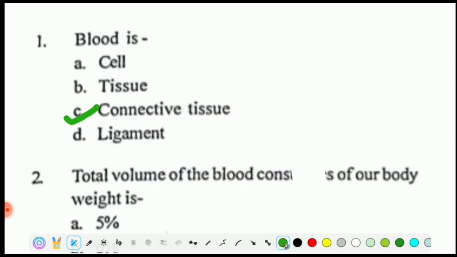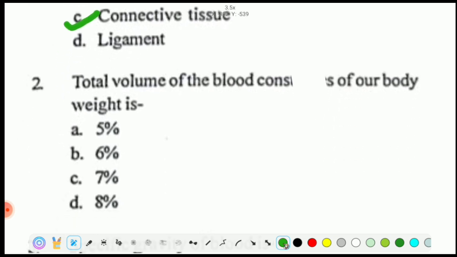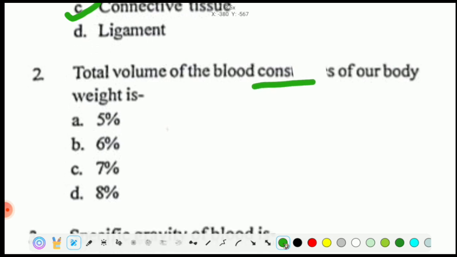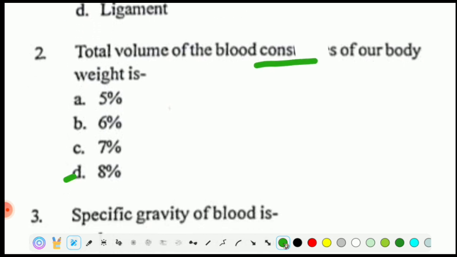Try to answer these questions and you can pause the video. You can comment down the answers that you think would probably be for this question. Volume of blood consists of our body weight is, that is 1 by 8th of our body, 8 percentage.